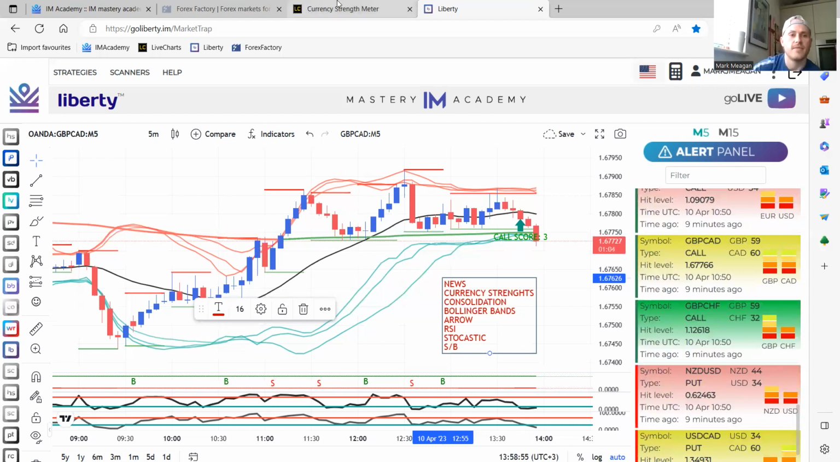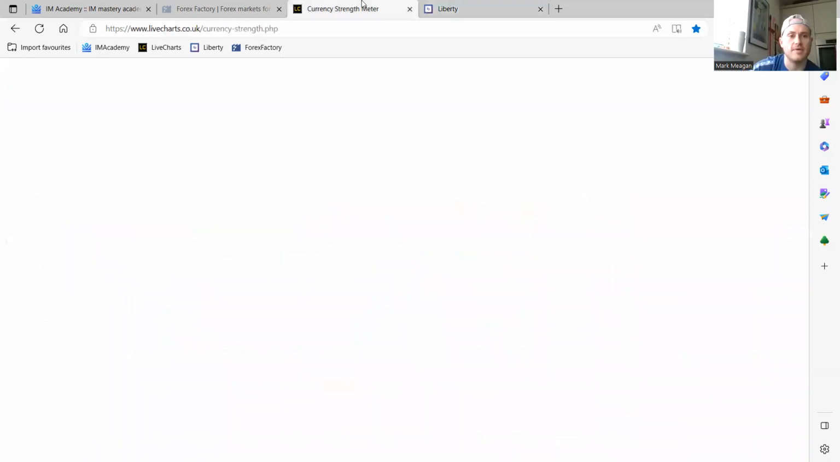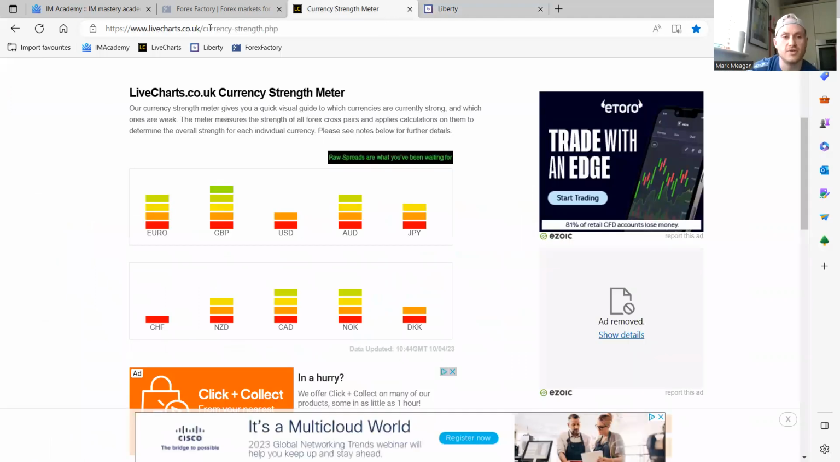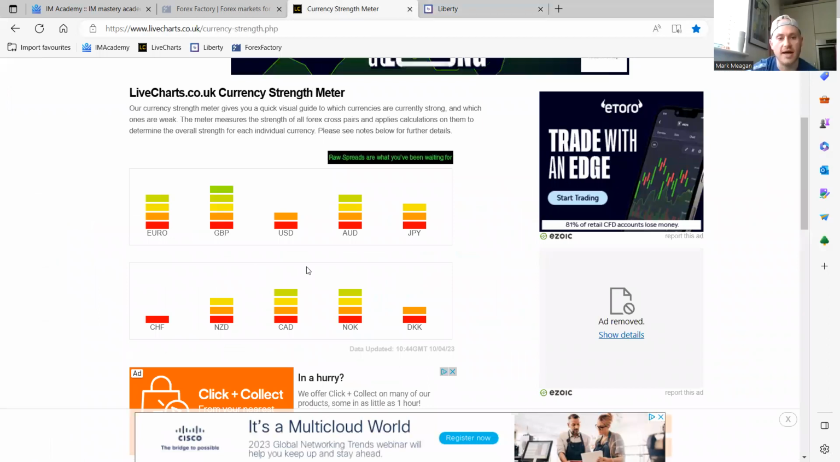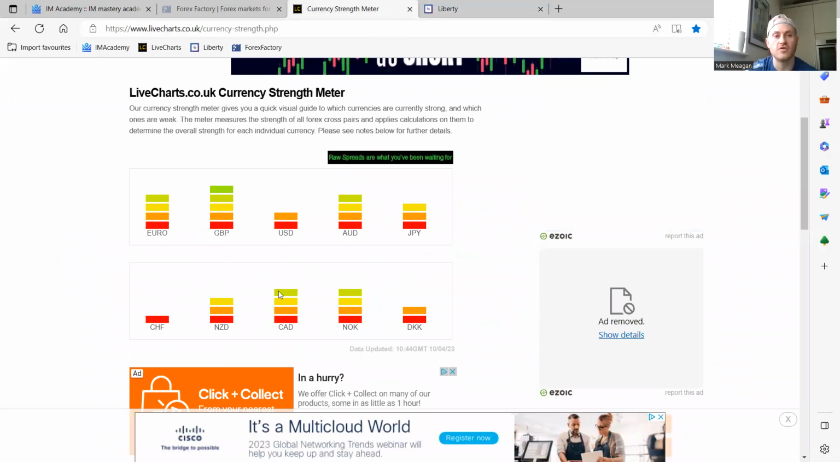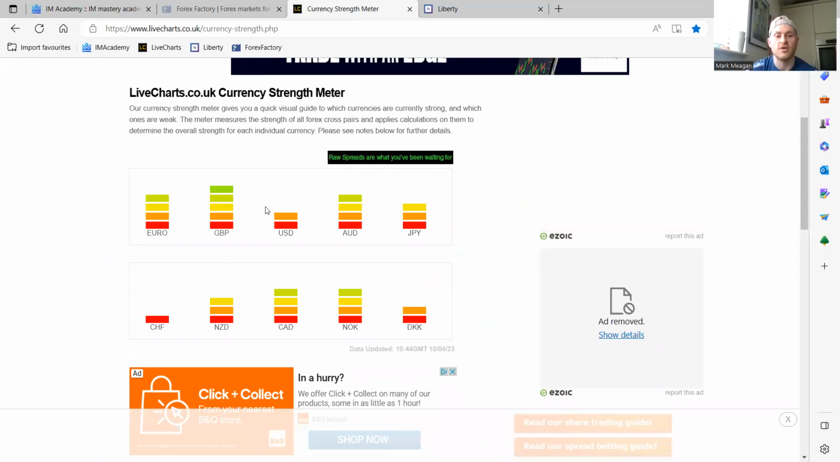So we open another tab. This other tab, as well as your news tab on Forex Factory, is going to be called livecharts.co.uk. This is the one I predominantly use, and the one I find most successful with this strategy. So on this tab, you'll see our currency pairs.